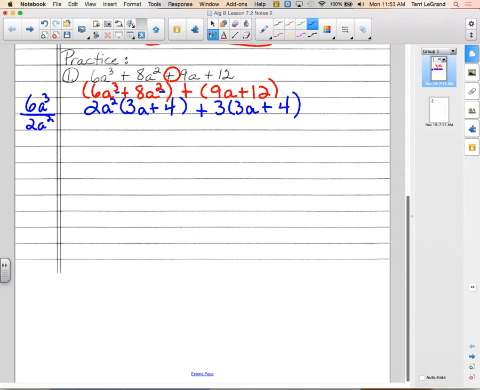So in other words, if this one had been 9a squared plus 12, can we still take any A's out of 12? No. So our GCF would still just be 3. Alright. Okay? Anybody else?